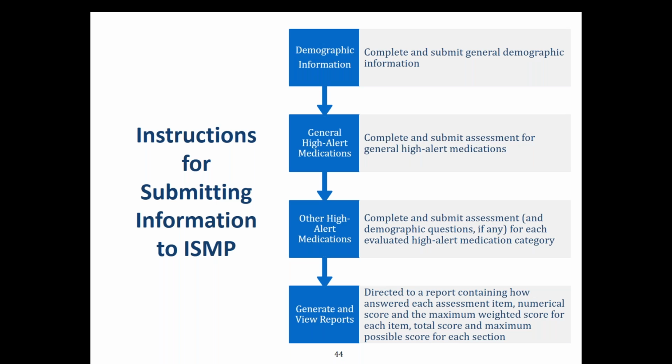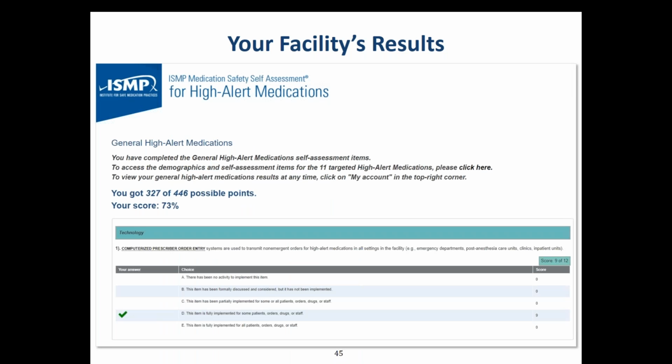After you have submitted a self-assessment section, so either the general assessment items or one of the 11 HiLERT medication categories, you will automatically be directed to a report of how you answered each item, your scores, and the maximum possible scores. So this is an example of the report that you would see after your facility has submitted a section, and this happens to be for the general HiLERT medications.